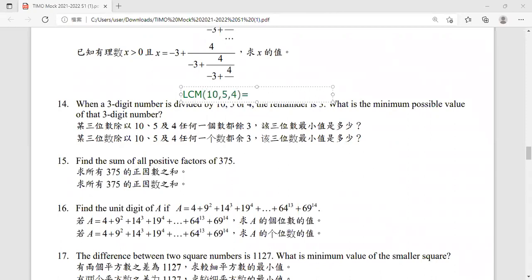Of course, this is 20. So all the answers should be something like 20k plus 3, because the remainder is 3. So the minimum of this one will be 103. Okay, 103. Yeah, 103.